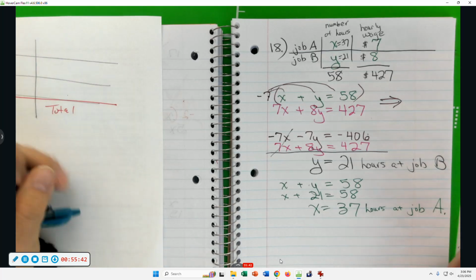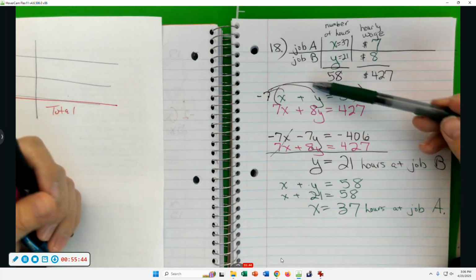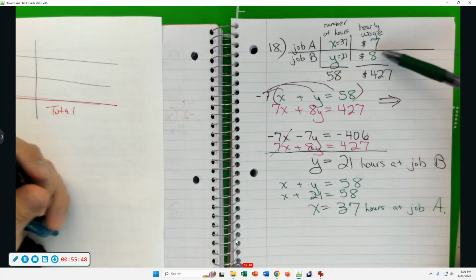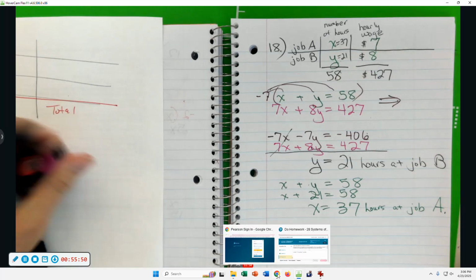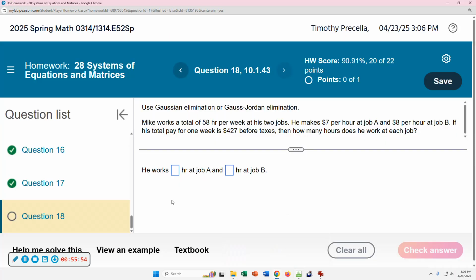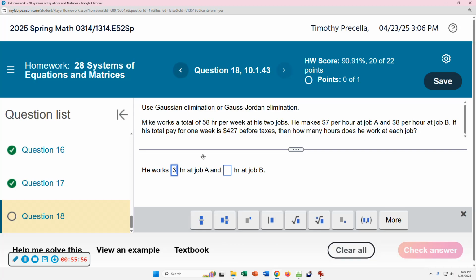Of course, if Mike were able to work all 58 hours at job B, he'd come out ahead, but in the real world, it just doesn't work out like that. So you have 37 for job A and 21 for job B.